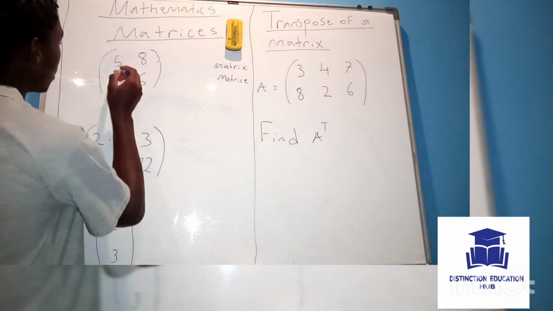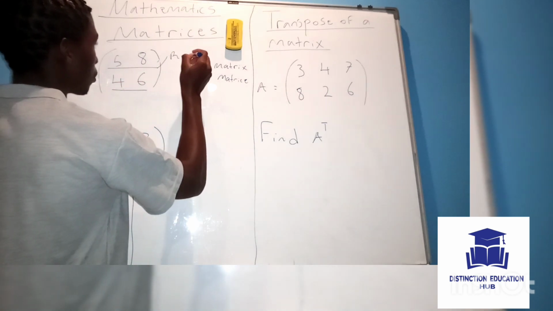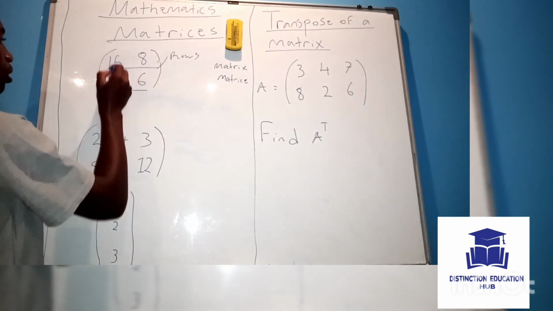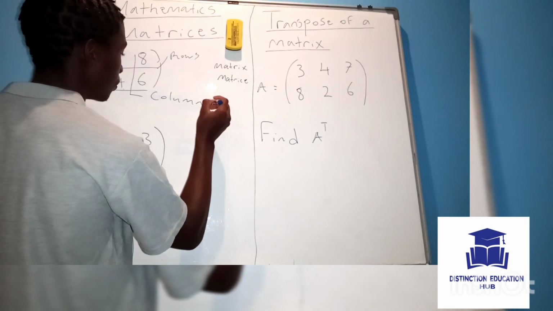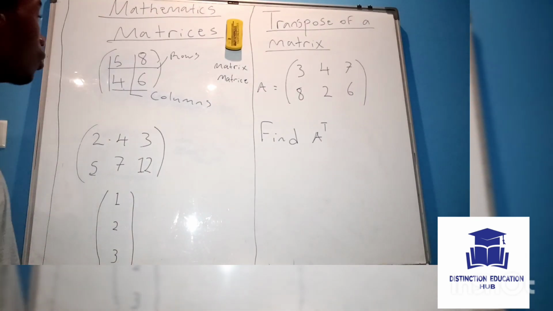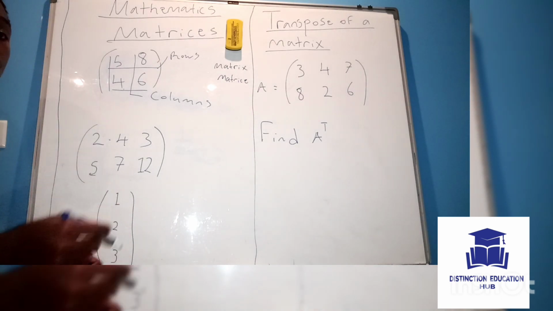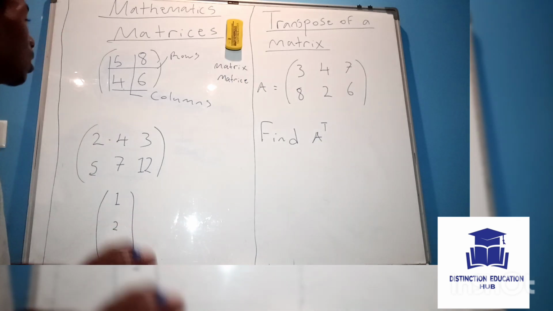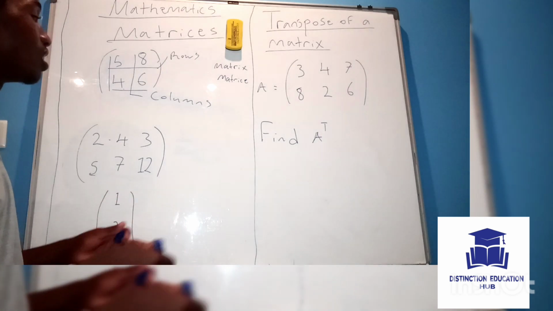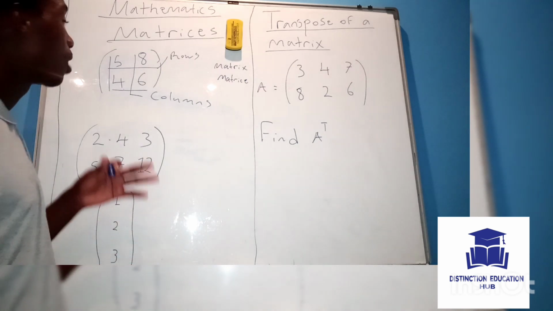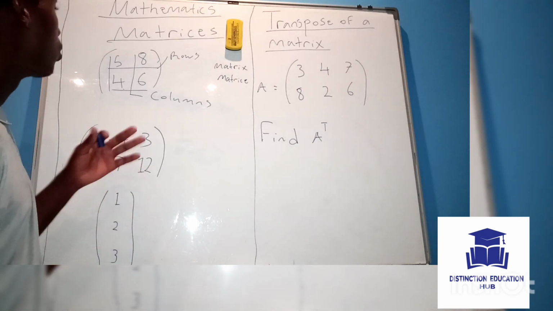So these are the rows, and these are the columns. So a matrix is made up of rows and columns. The other thing is that the order of a matrix is determined by the number of rows and columns. So when you're asked to state the order of a matrix, you count how many rows and how many columns you have. And remember, you always start with the rows.